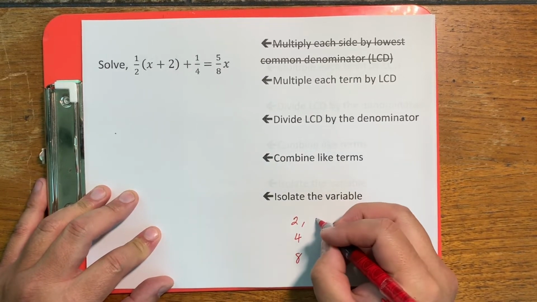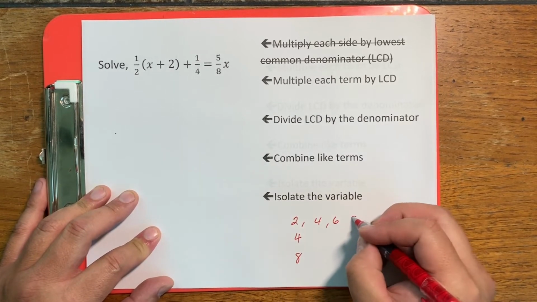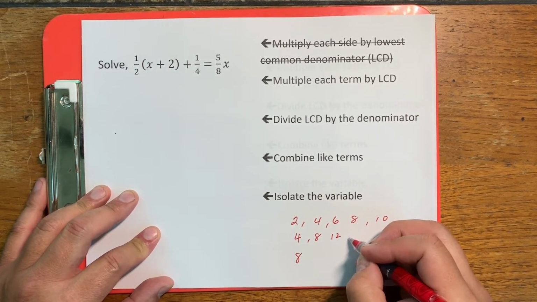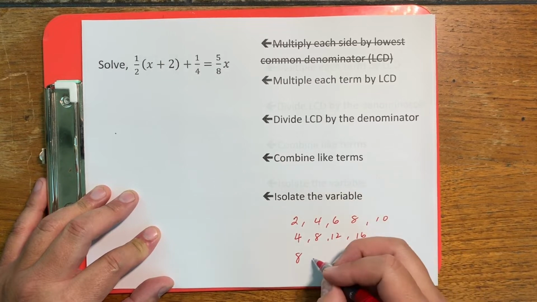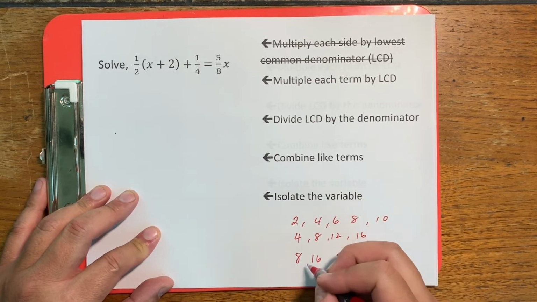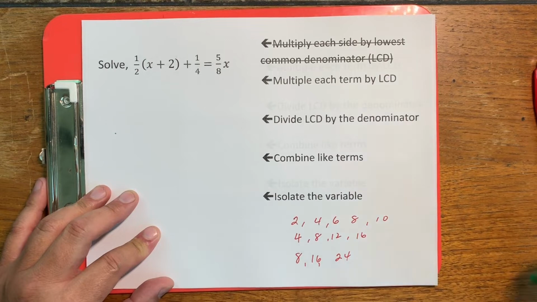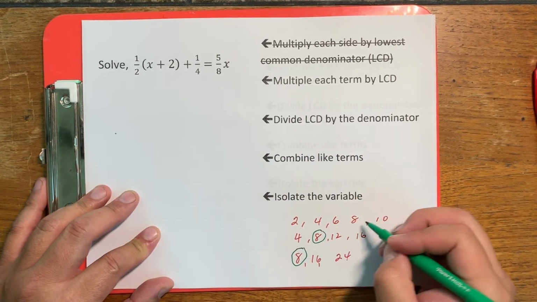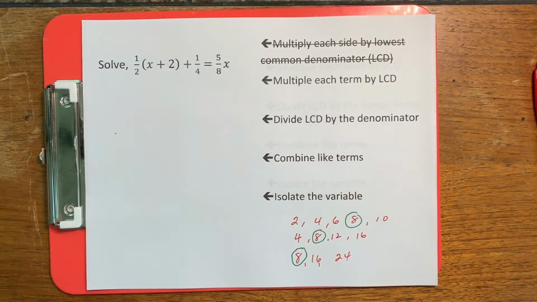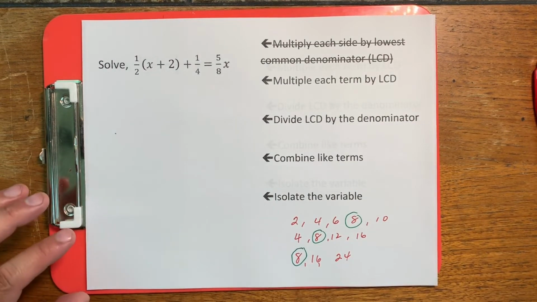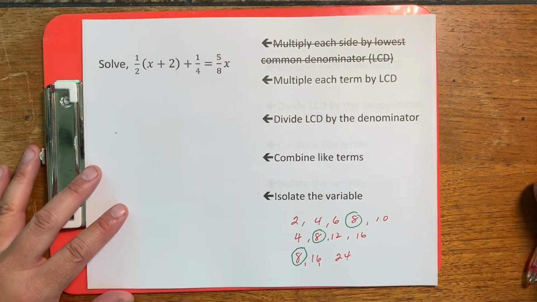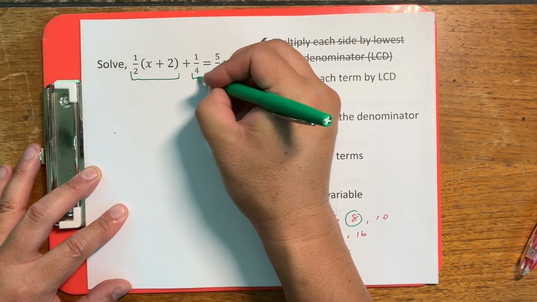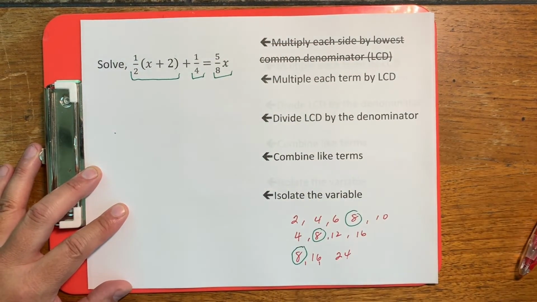If I skip count: 2, 4, 6, 8, 10; 4, 8, 12, 16; 8, 16, 24. We look for the smallest number that 2, 4, and 8 divide into. If it's not obvious to you, you can just look at your list and see what shows up three times first. Now, we're going to multiply each term by 8. Let's remember that our terms are separated by a plus or minus, so each one of these will get an 8.